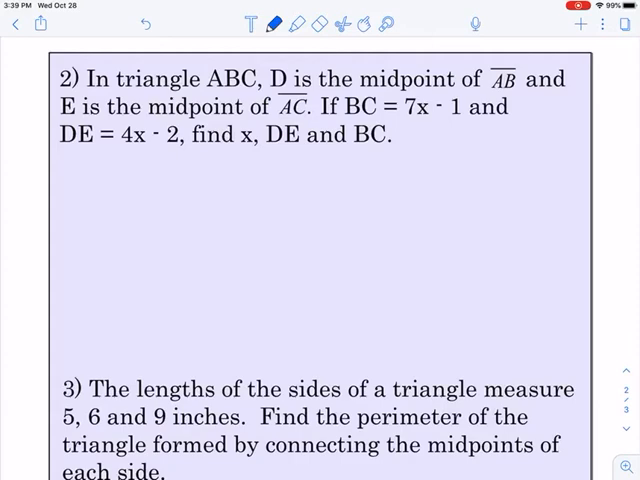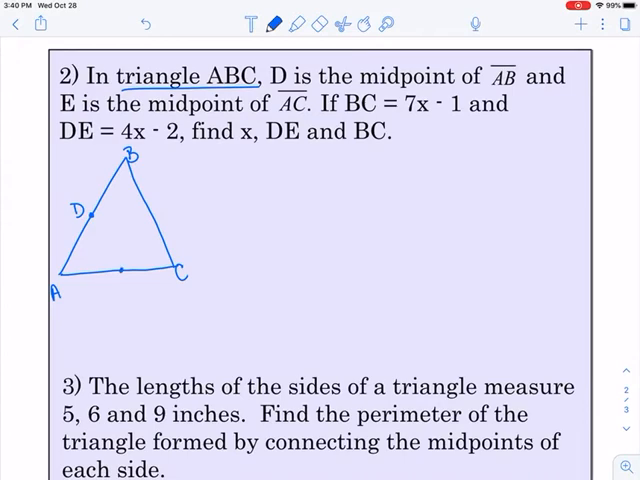The first thing I'm going to do is draw any old triangle ABC. It does not matter what it looks like. It doesn't matter if it looks like an equilateral triangle, a scalene triangle, or an isosceles triangle. So there's triangle ABC. D is the midpoint of AB, so I'm just going to go to AB and put a point in the middle, and that's going to be point D. And E is the midpoint of AC. So again, I'm going to go to AC, put a point right in the middle, and call that E.